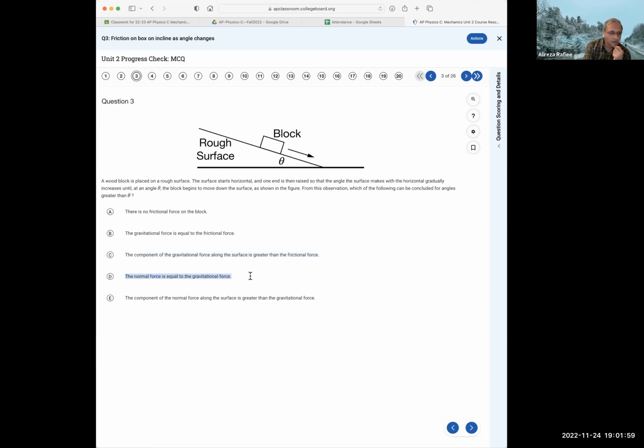What about this? The normal force is equal to the gravitational force. Now that's not true, because the normal force was mg cosine theta. It's the vertical component of the mg that becomes the normal force. The component of the normal force along the surface is greater than the gravitational force. No, the normal force is not going to cause this object to move at all. So technically, the only answer which is meaningful would be C. Good?